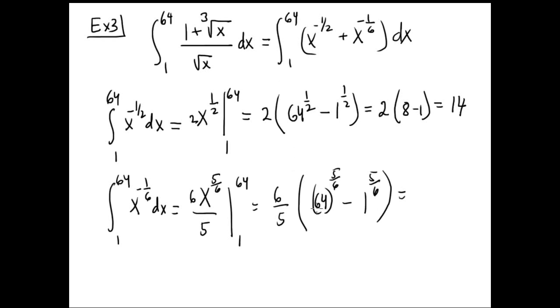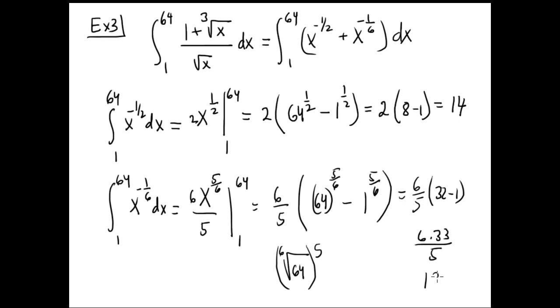Okay. This is relatively easy because this is equivalent to the 6th root of 64 raised to the 5th power. The 6th root of 64 is 2, and 2 to the 5th power is 32. So this is 32 minus 1, which is 33, times 6 over 5. So 6 times 33 over 5. The answer is 186 divided by 5.